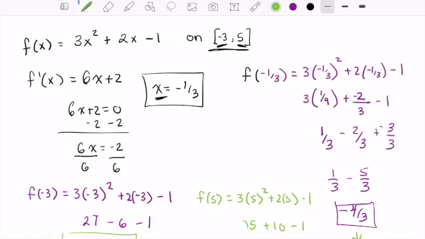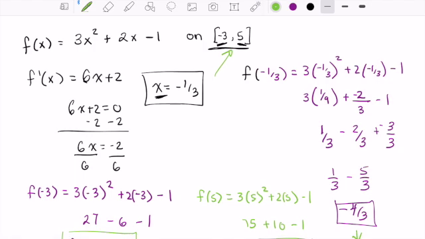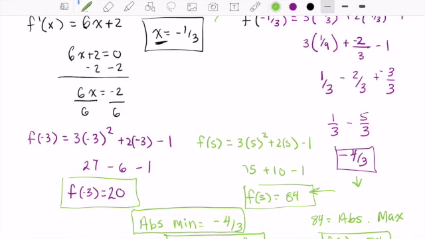Again, we found our critical points. It was within our interval here, so we kept it. Then we plugged all three of those numbers, our critical point and our endpoints of our interval, into our function, and we just found which one was the largest and which one was the smallest, and those served as our absolute maximum and absolute minimum.